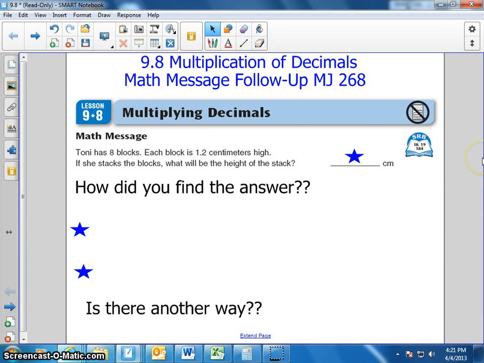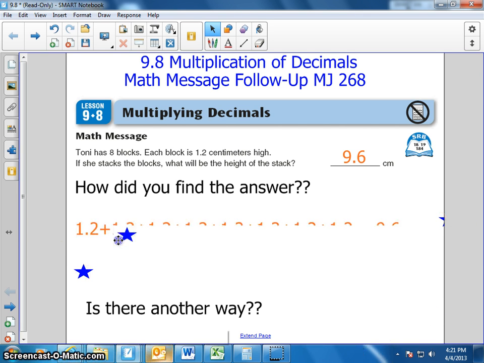Alright, today we are going to take a look at multiplying decimals. So, take a look at this first problem right here. If Tony has 8 blocks and each block is 1.2 centimeters high and she stacks the blocks, what will be the height of the stack?